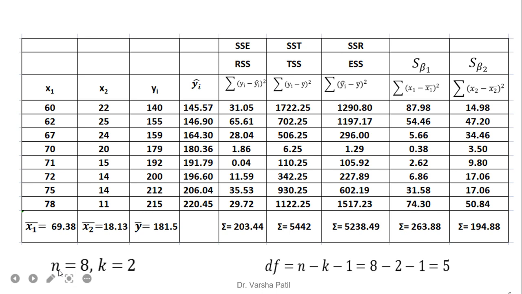Now here in our data set, a total of 8 records are there and 2 independent variables are there, and the degree of freedom is N minus K minus 1, which is equal to 5.